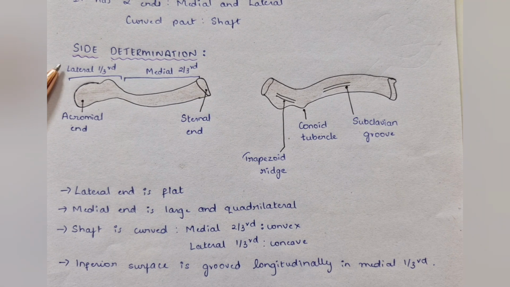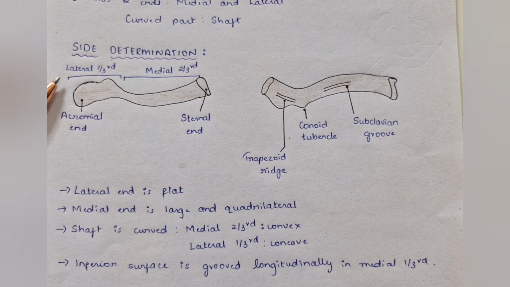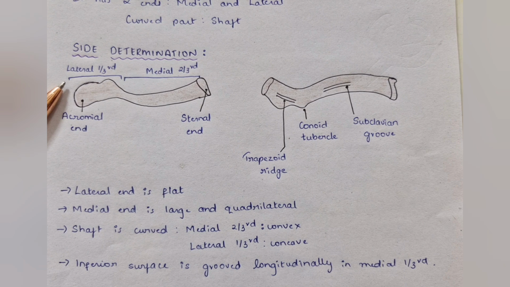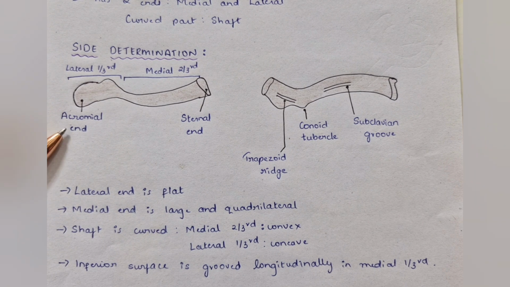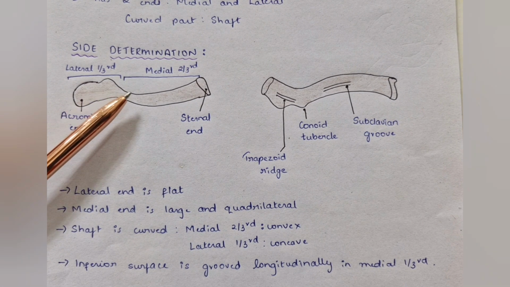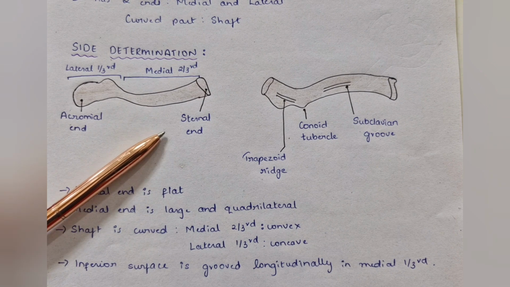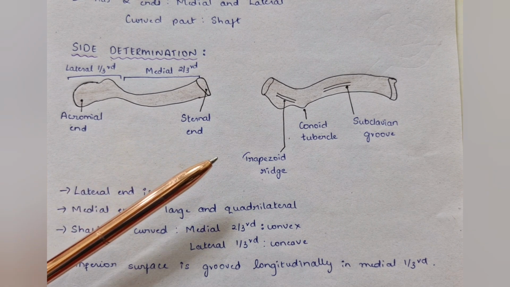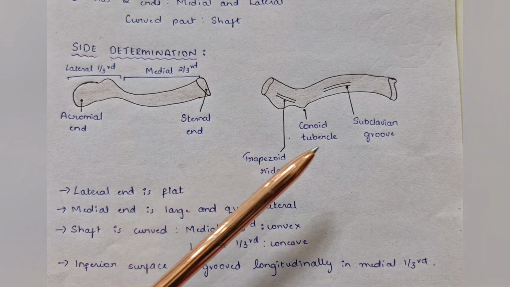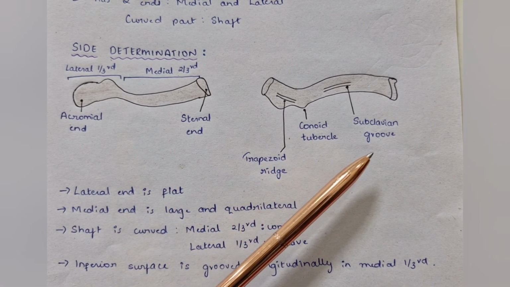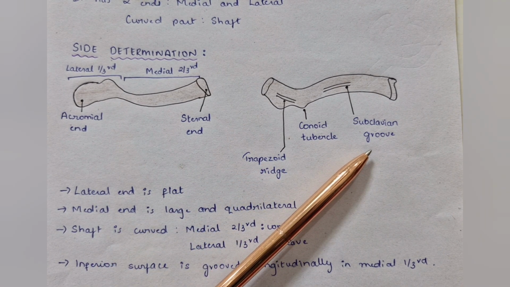Side determination of the clavicle. The clavicle has a lateral 1/3 which is called the acromial end and a medial 2/3 which is called the sternal end. The clavicle also has the trapezoid ridge, the conoid tubercle and the subclavian groove.